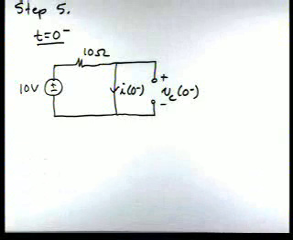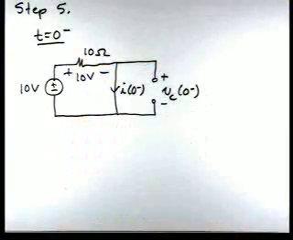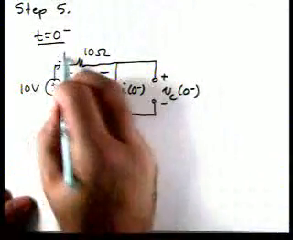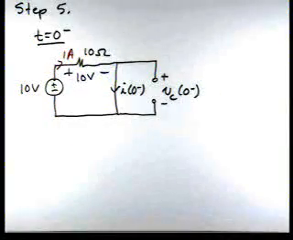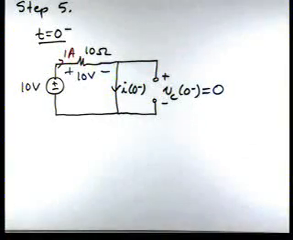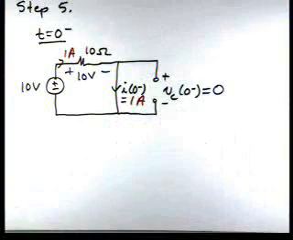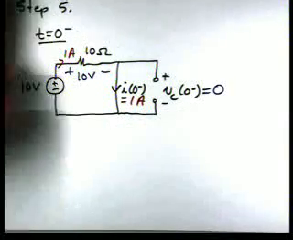Here's our circuit at 0 minus. The inductor's been replaced by a short, the capacitor by an open. If we look at our circuit, we know there's 10 volts, so we know there's 1 amp. So the capacitor voltage is 0, and the inductor current is 1 amp. Okay, so there's those values. Now let's look at t equals 0 plus.